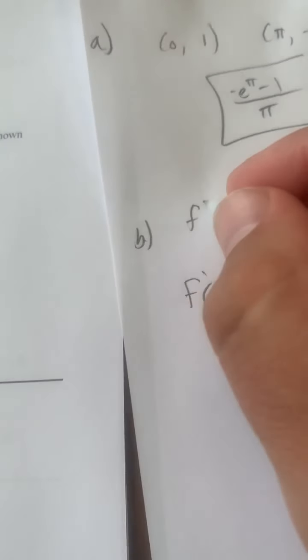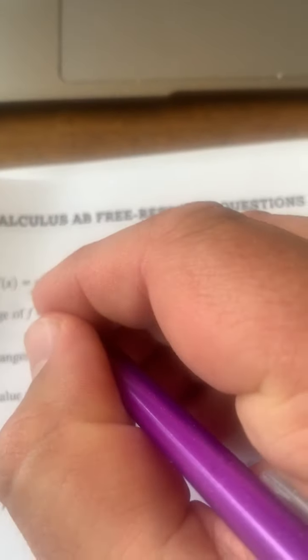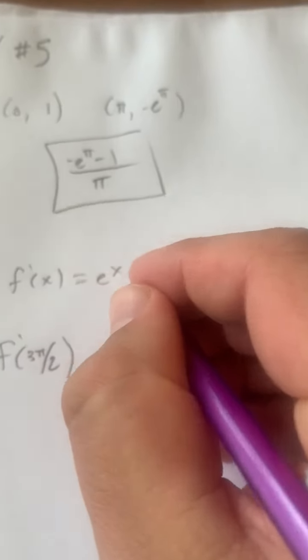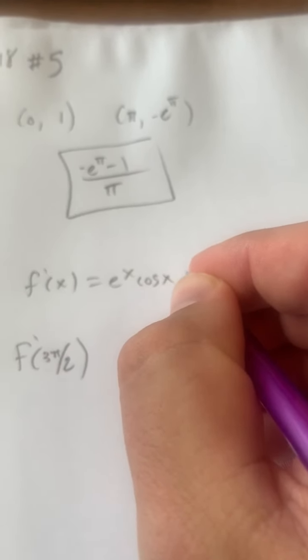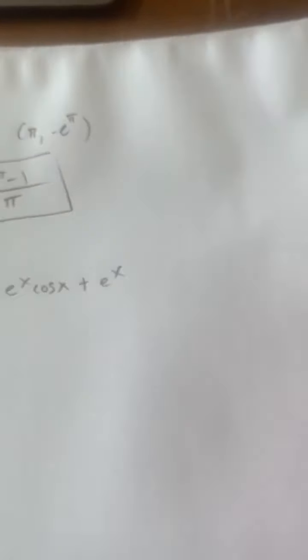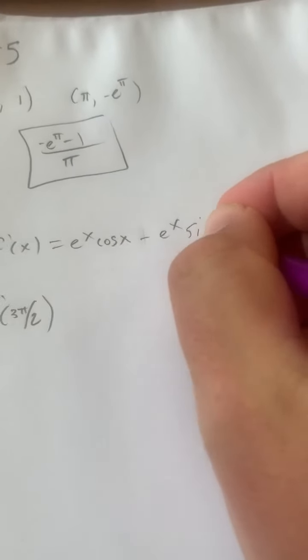But first I'm going to find f prime of x. So this is a product rule. So I got the derivative of the first is e to the x times cosine x, plus the first e to the x. The derivative of cosine is negative sine, so I'll go negative sine of x.